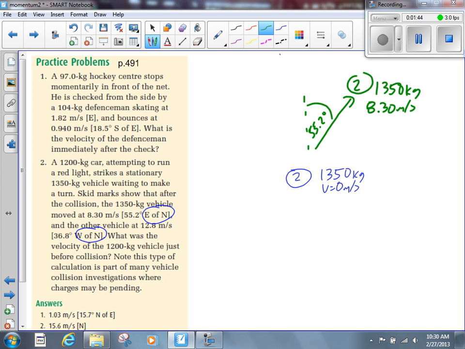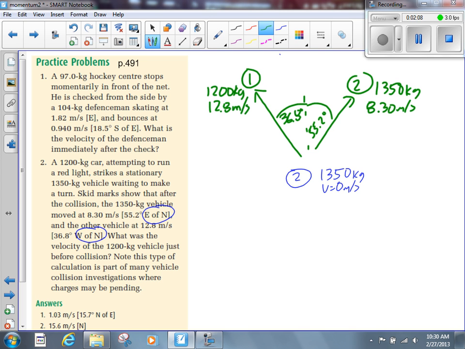The other one is 36.8 degrees west of north, so it's going to be up here. 36.8 degrees. It's also measured from the north axis, but it's west of north instead of east of north. It's the other vehicle. That's object number 1. It's my 1,200 kilogram object, and it's going at 12.8 meters per second.